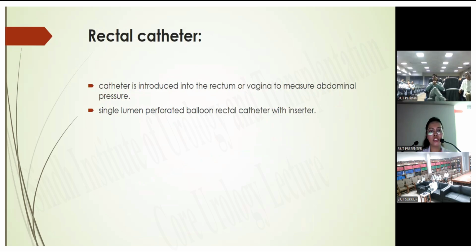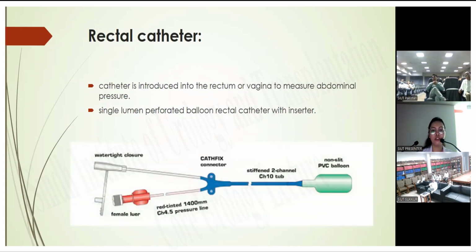Second is a rectal catheter, which is introduced into the rectum or vagina to measure the abdominal pressure. Single lumen perforated balloon rectal catheter with inserter. This shows the rectal catheter, where one is the airtight closure and one is for the pressure measurement.